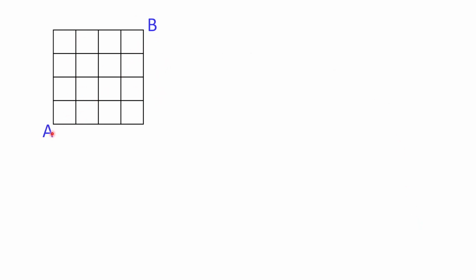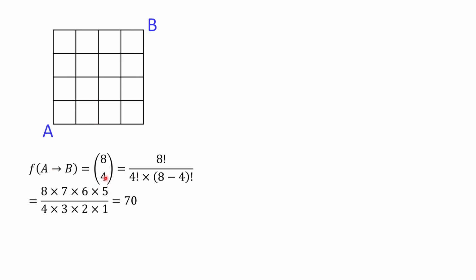So if we want to go from A to B using the shortest path, the answer would be the choice of 4 objects from 8 objects. Because this is 4, this is also 4, 4 plus 4 is 8. So the choice of 4 out of 8. And if you do this calculation, 8 factorial divided by 4 factorial times 4 factorial, it gives you 70. So the number of ways that we can go from A to B using this network is 70.